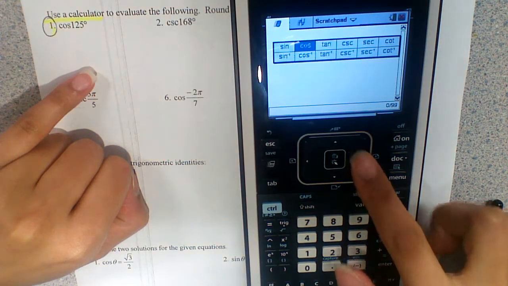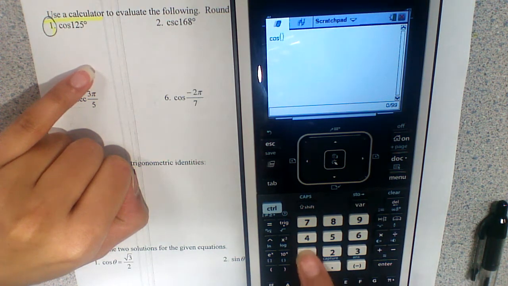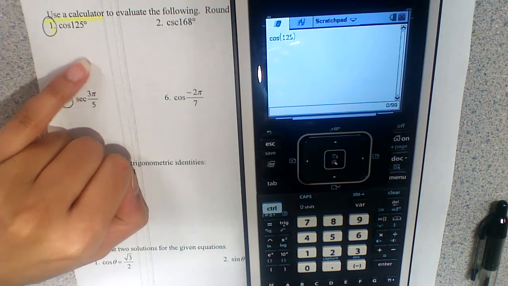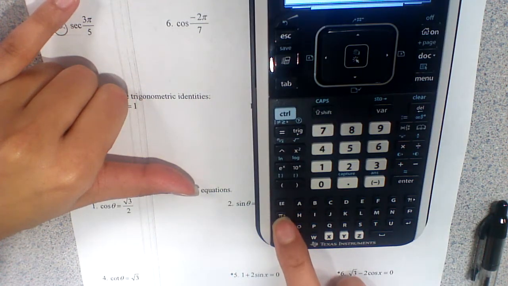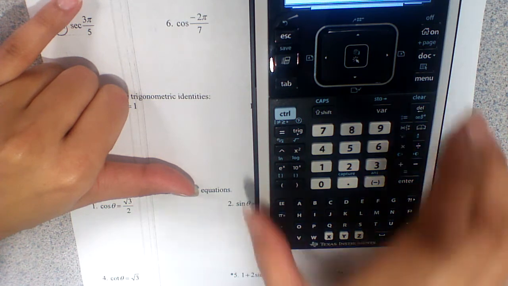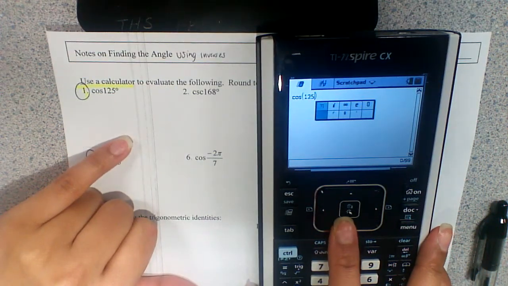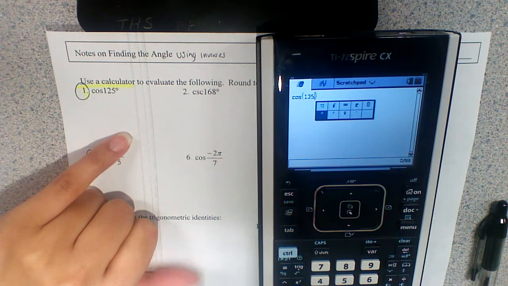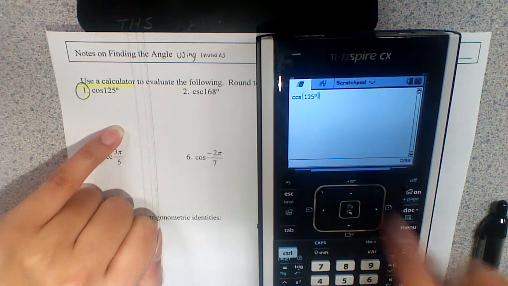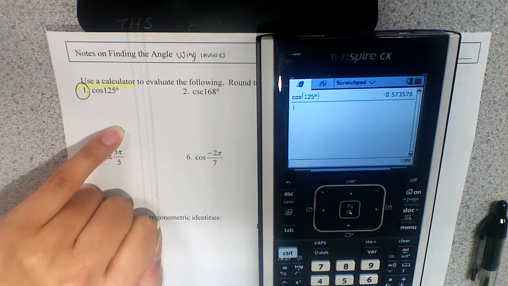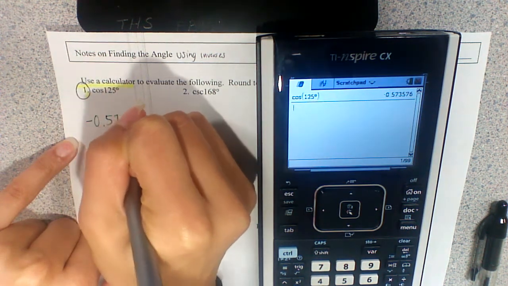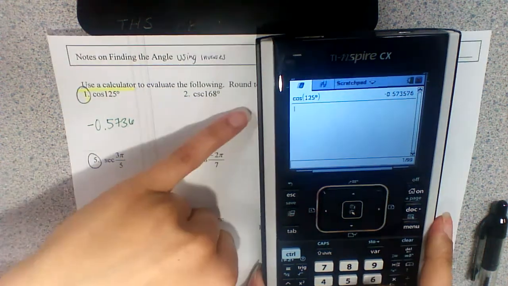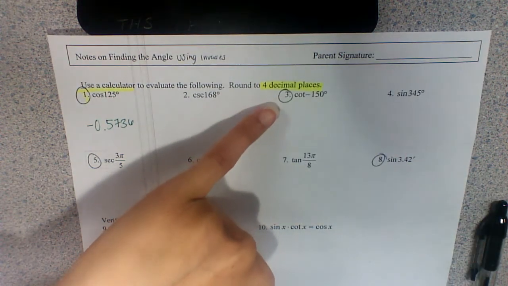I'm going to scroll over to cosine, type in 125, and now for it to understand that I want 125 degrees, not radians, I'm going to have to go down to where I have the pi button. It's right next to H. So hit pi, and if you look on your screen right under pi, there is the degree symbol. So just hit enter on that, and now you're in degree mode. Hit enter on that, and there's your answer. Negative 0.5736. And the instructions, by the way, do tell you to round to 4 decimal places, so just be mindful you're doing that.